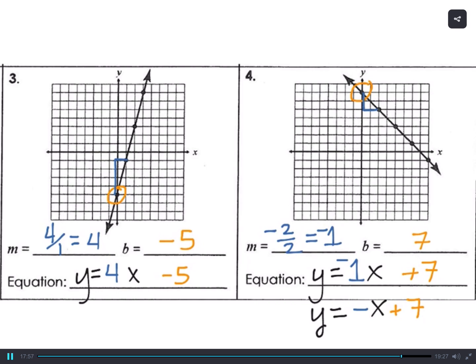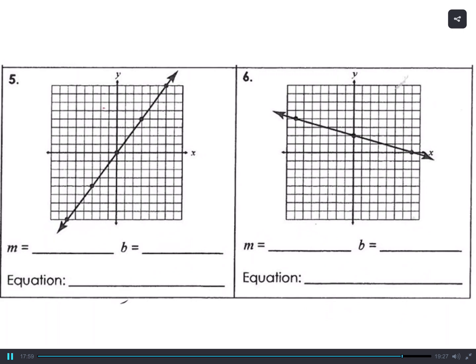All right, let's go try examples 5 and 6. Pause the video, unless you've already completed them both. But if you haven't, pause the video and then complete 5 and 6.